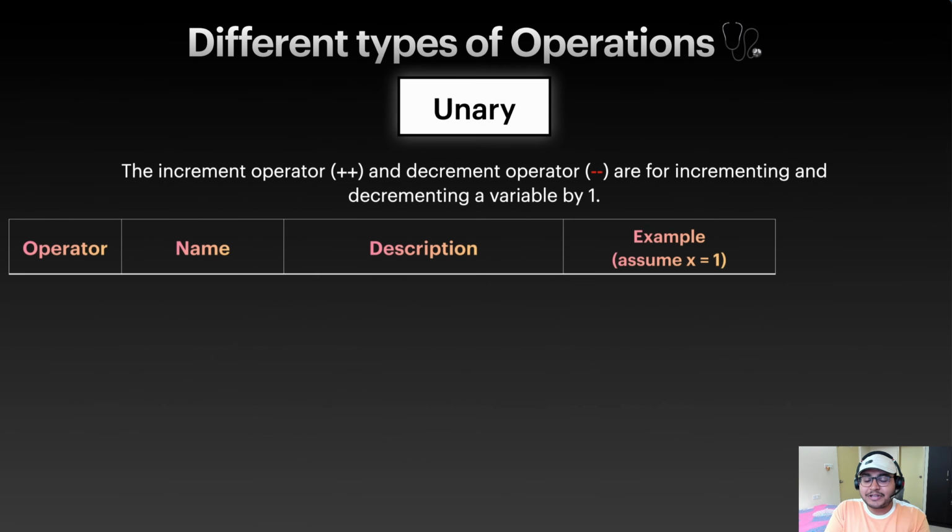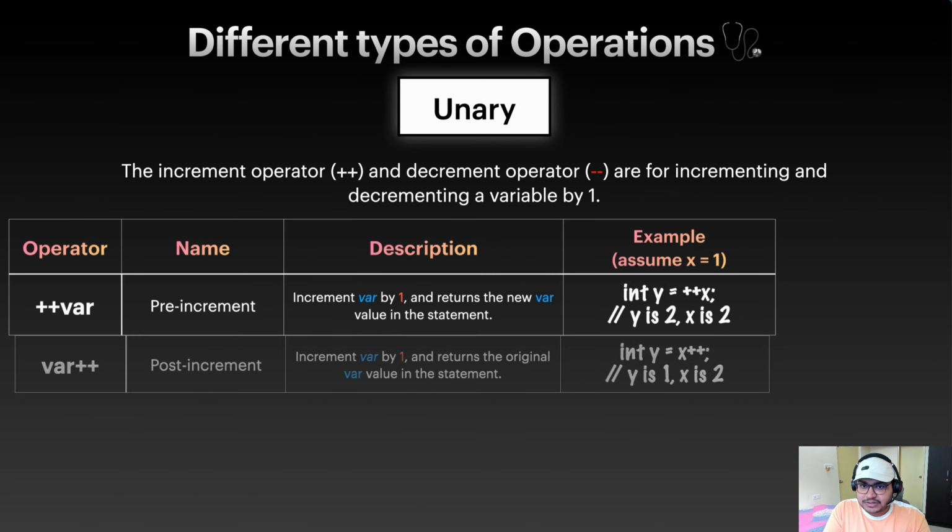Lastly, we have the unary increment and decrement operators, which operate on a single operand. The increment operator increases a variable's value by 1, while the decrement operator decreases it by 1. These operators come in two forms, pre and post. Both pre and post versions ultimately adjust the variable value, that is either increase or decrease by 1, but they both differ in the value which they return.